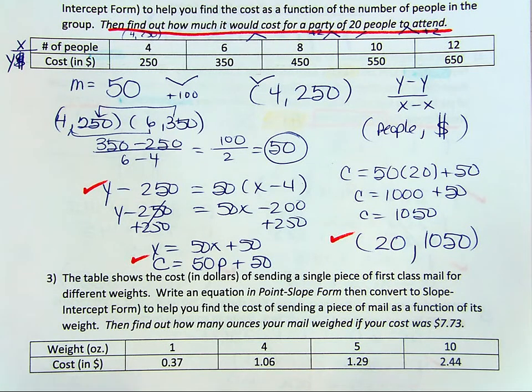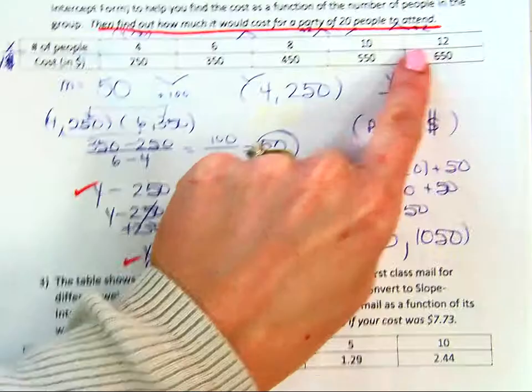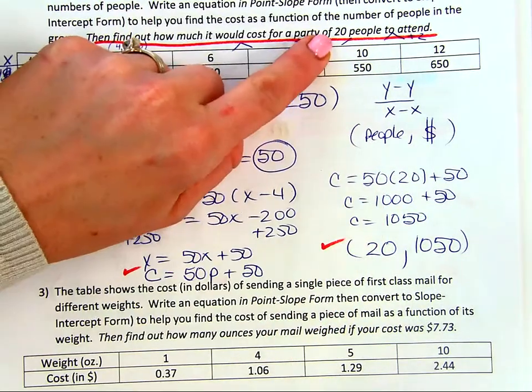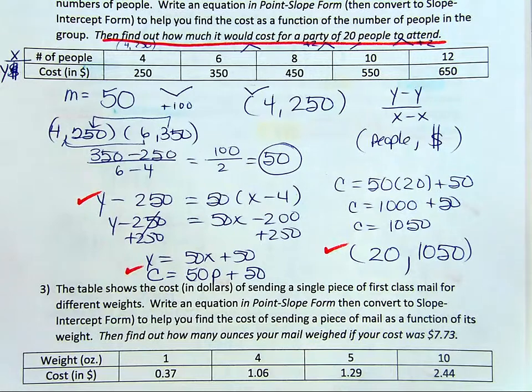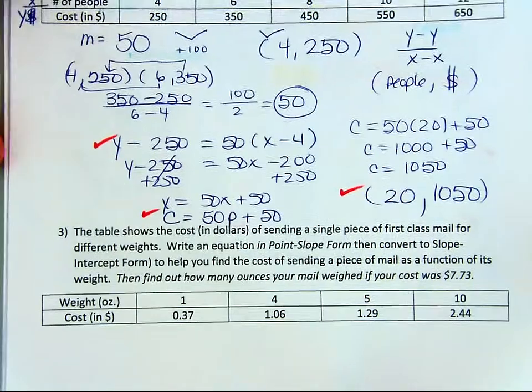20 came from the problem. 20 is what I plugged in, okay? All right, so you think you got it all figured out, and then you get to number 3.